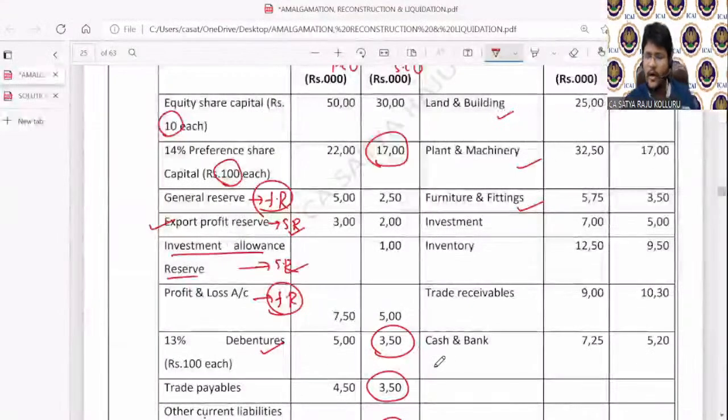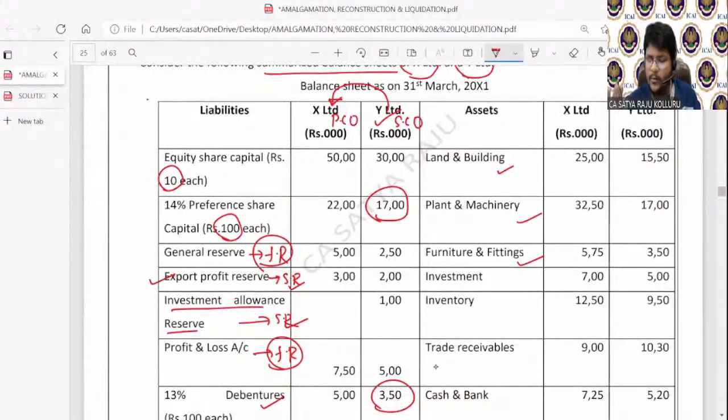So you should take all the reserves and surplus as well as liabilities and assets into consideration here. Am I right? You are considering Y Limited's books only: Y Limited's assets, liabilities, and reserves and surplus. Next, guys.